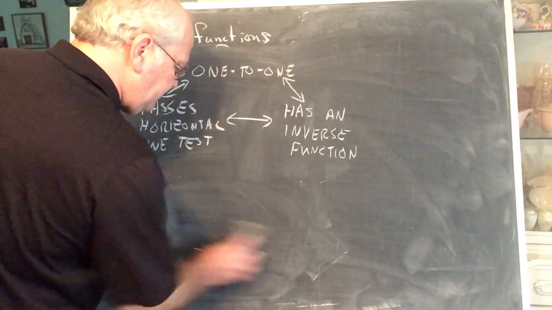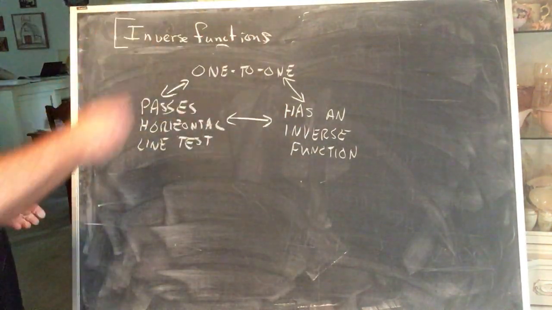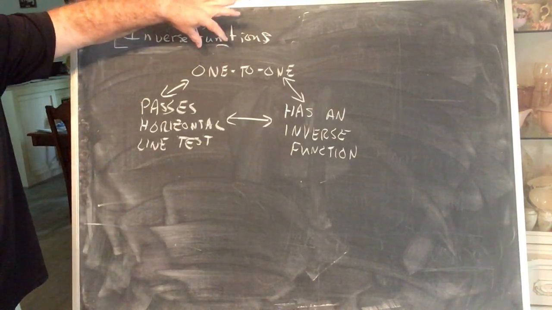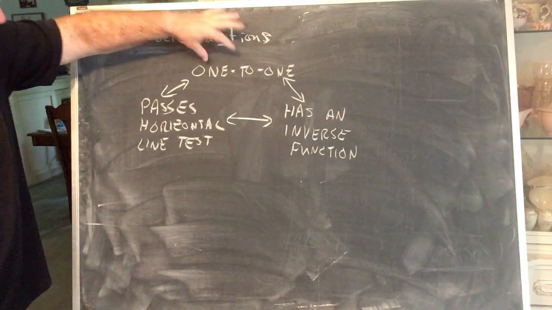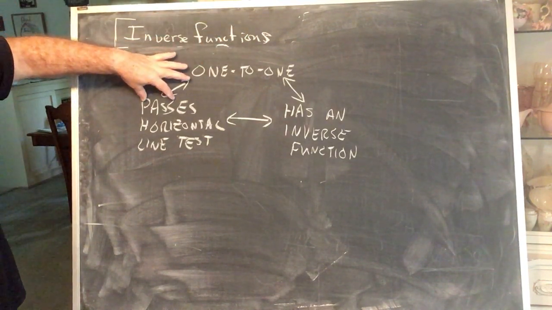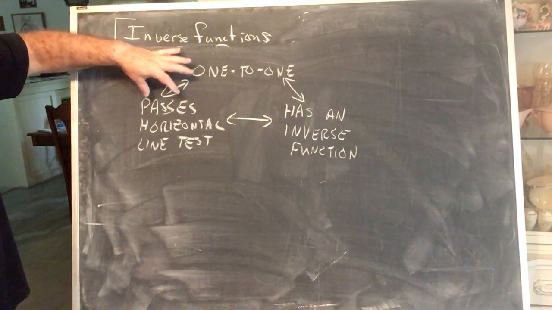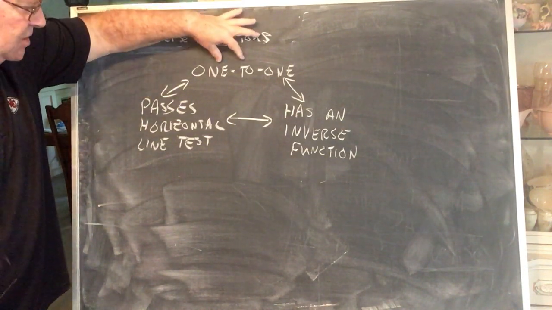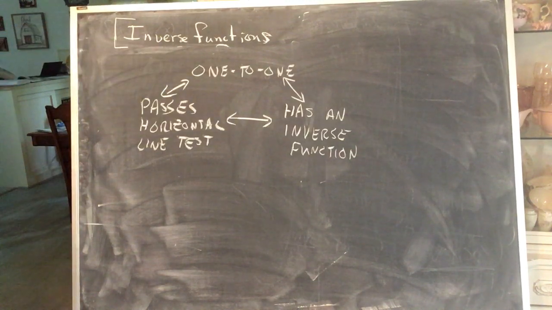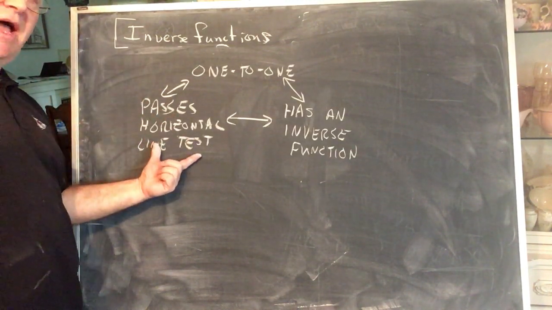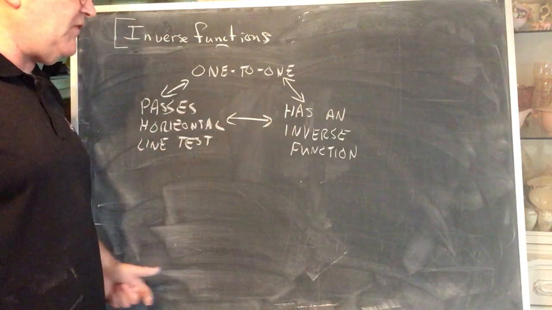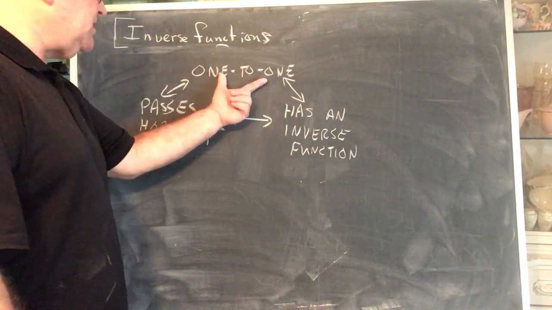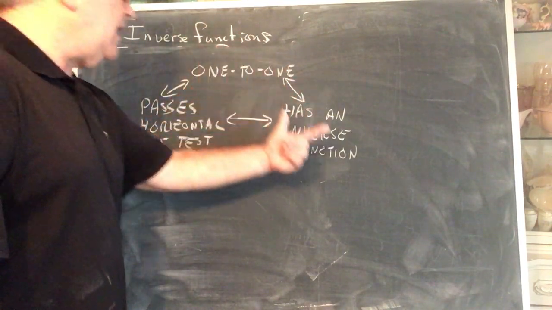Well, similarly, this needs to become automatic in your mind. The phrase one-to-one, a function is one-to-one, means the function passes the horizontal line test. So if we say it passes the horizontal line test, that means the function is one-to-one. If the function is one-to-one, that means it passes the horizontal line test. Passes the horizontal line test means it has an inverse function. If it has an inverse function, it passes the horizontal line test because it's one-to-one. If it's one-to-one, it has an inverse function.